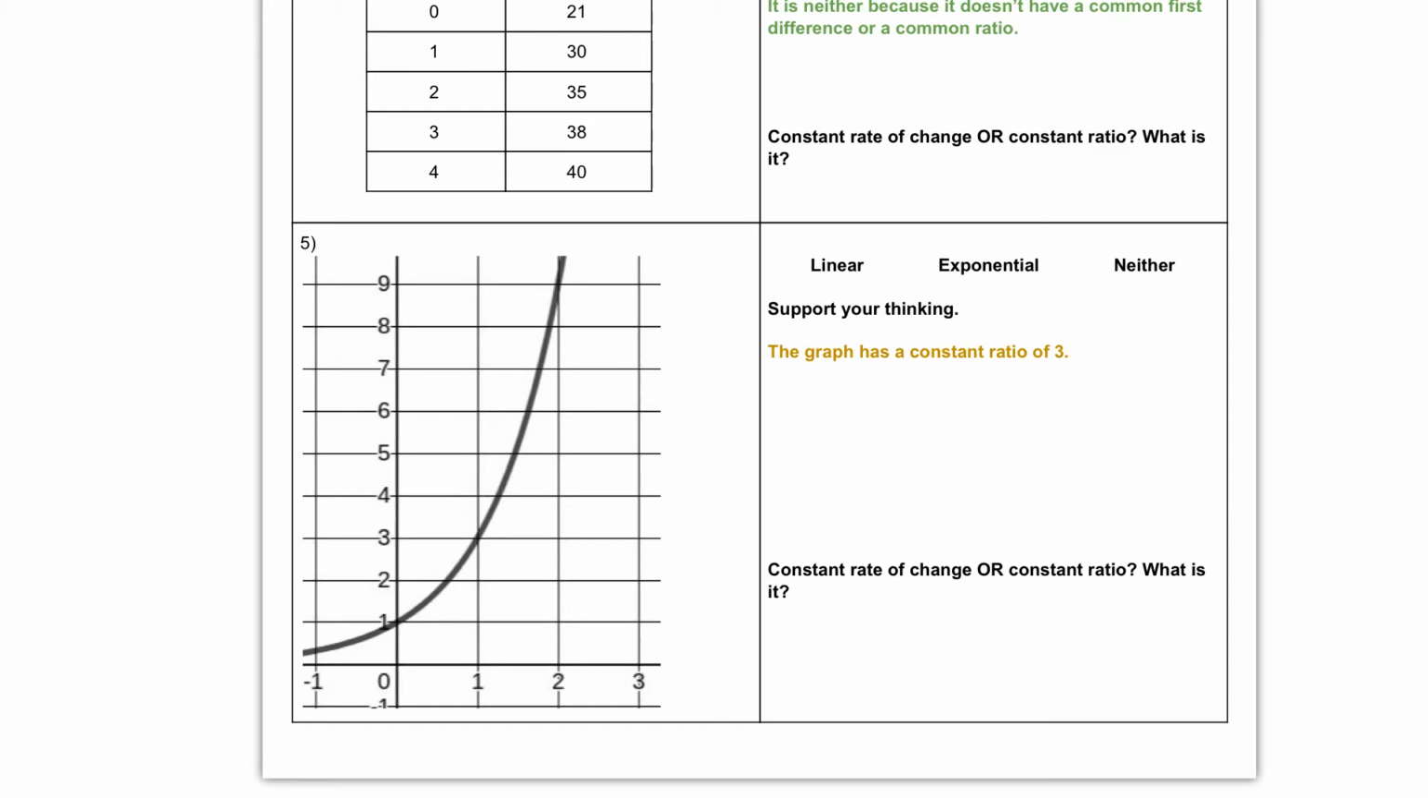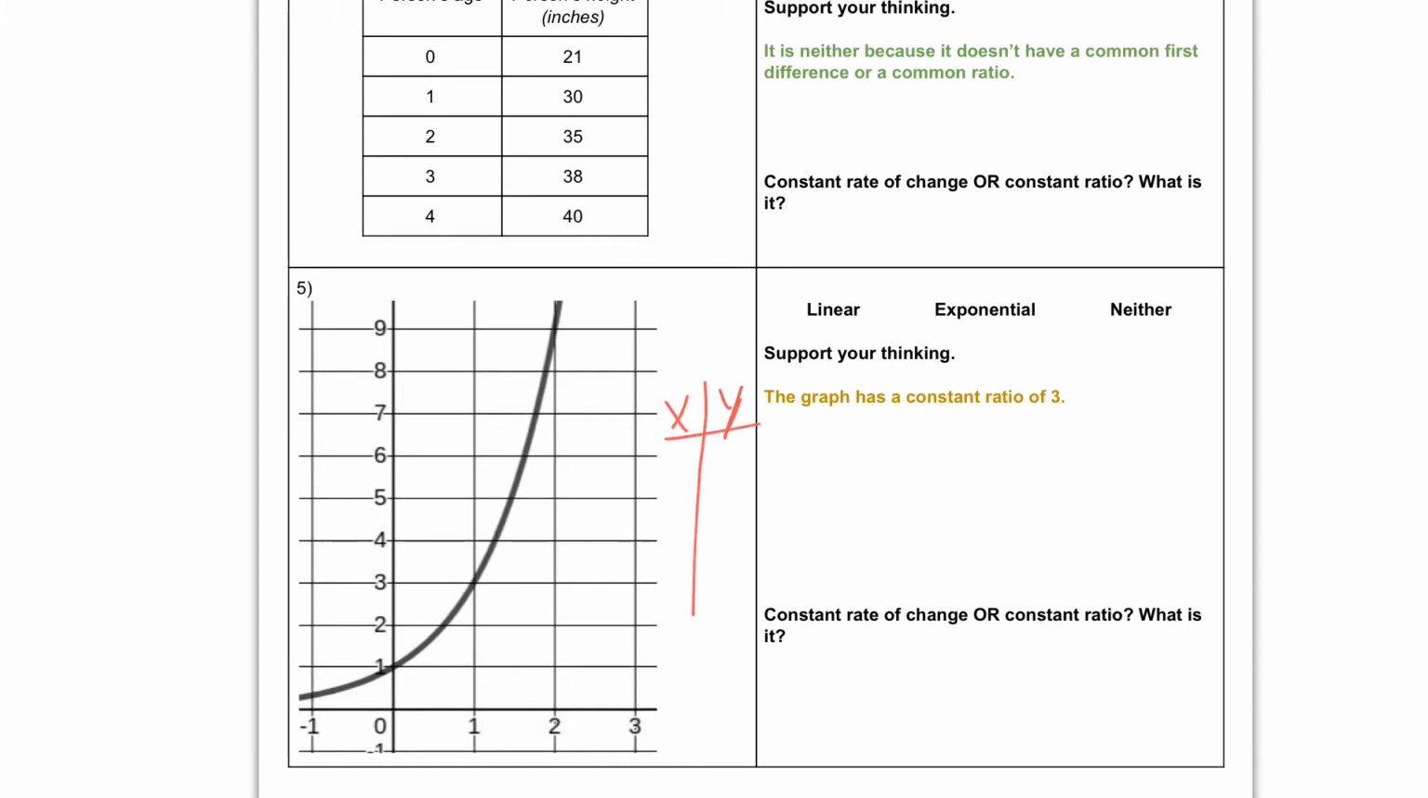And so in order to do that, we're going to create a table. So we can create a table of x versus y just to check to see if it does have a constant rate of change. So if I grab some points off of my graph, the first point that I'm looking at that looks nice is this point right here, which is the point 0, 1. So I'm going to go ahead and write 0 and 1 in my table.